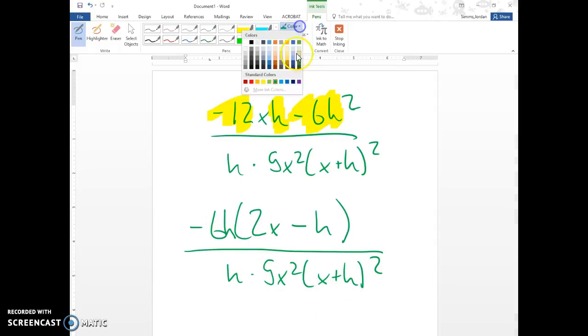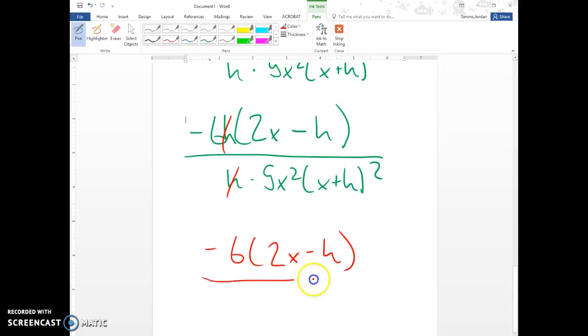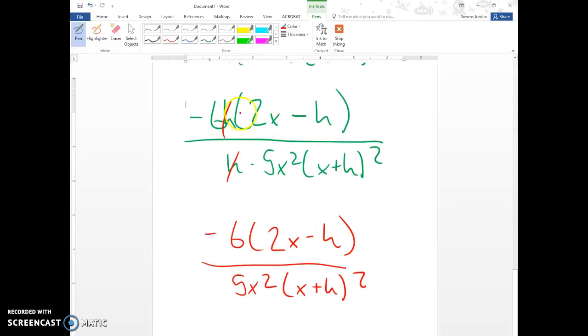So our h's cancel. Let's go back to the red. That's gone. So we're left with negative 6 times 2x minus h over 5x squared times x plus h squared. So there you go, that's essentially it.